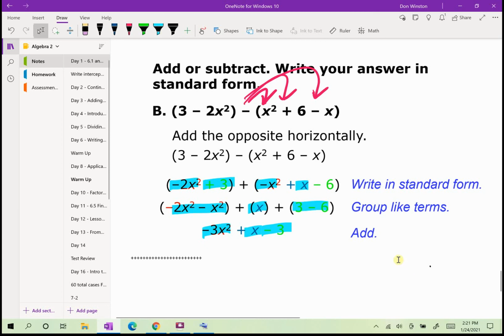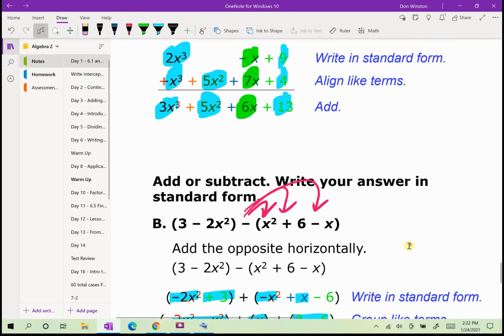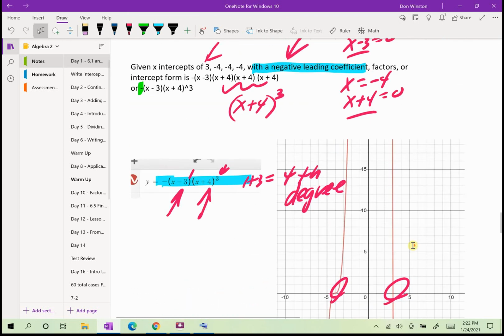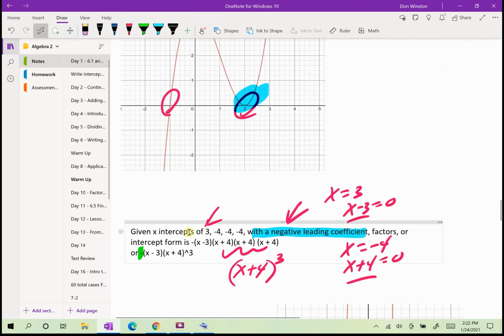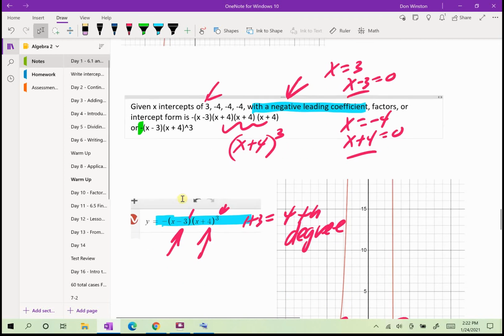Okay, so that's an introduction into polynomials, being able to graph polynomials using the zeros or the x-intercepts, and then adding and subtracting. Okay, so we should be able to, given the x-intercepts, write a polynomial in factored form. For example, my x-intercepts were 3, -4, -4, -4. My factors would be x minus 3 times x plus 4 cubed. It has a negative leading coefficient, so the leading term would be negative out in front, and so the polynomial in factored form would be negative times x minus 3 times x plus 4 cubed.